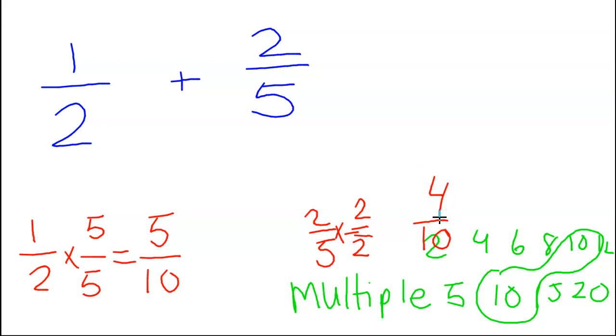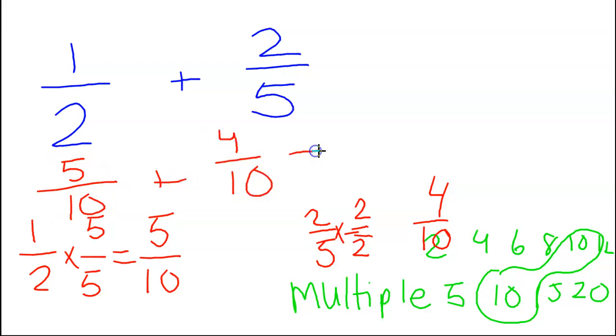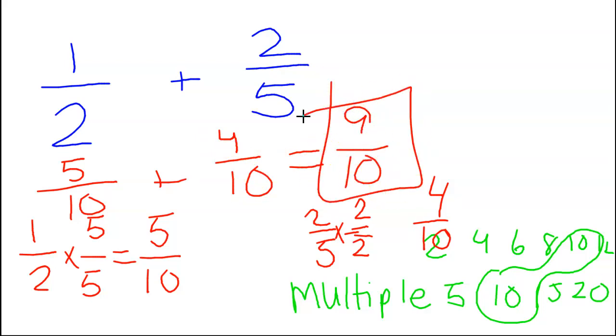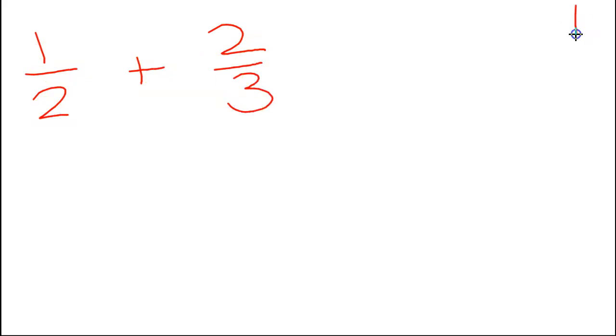Alright, so let's go ahead and add them now. So I have my 1/2, which is the same as 5/10, plus my 2/5, which is the same as 4/10. Add those together. It is 9/10. I want you to go ahead and do the same process again, this time with 1/2 plus 2/3. Go ahead and pause and work that one out, and then we'll come back and debrief.